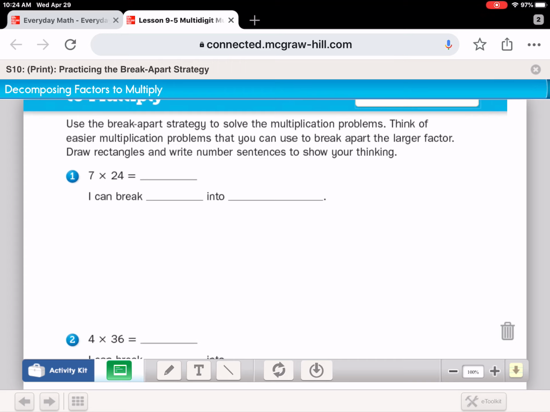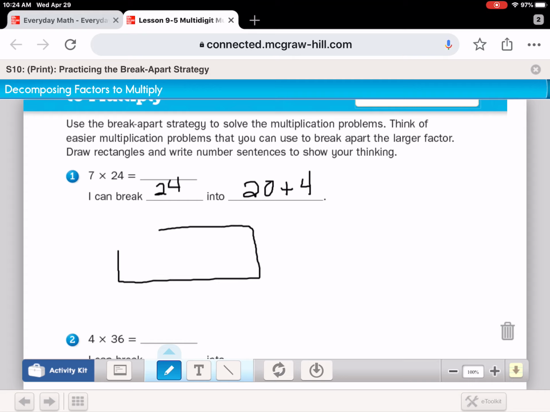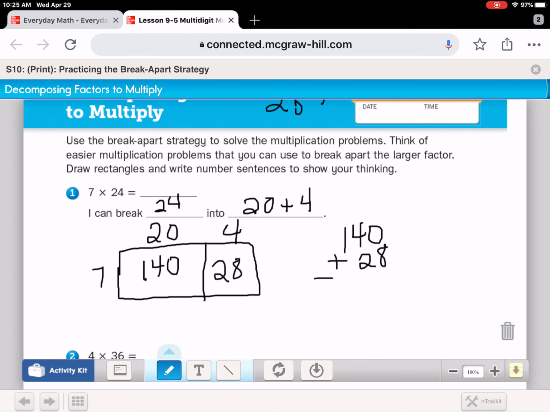So let's look at number 1. 7 times 24 equals what? I can break what into what? So I would break apart 24, the bigger number, of course. I can break 24 into 20 plus 4. And then it says to draw the rectangle. So if I had a 7 by 24, I would label it 7. And 24 would be 20 and 4. I would find both of those areas. 7 times 20 is 140. 7 times 4 is 28. And then remember, we have to add those two together to come up with an answer of 168. 7 times 24, and I'll write my answer back up here, is 168.